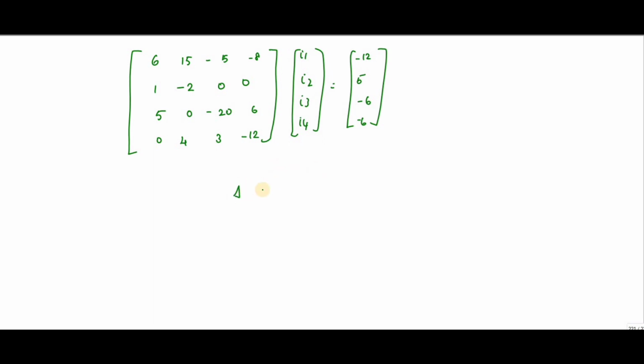If you solve, you have to find the del value. So this is your del: 6, 15, minus 5, minus 8, 1, minus 2, 0, 0, 5, 0, minus 26, 0, 4, 3 and minus 12. This is your del value. You can find it using the calculator. So if I want to find I1, I2, I3 and I4, you can find them out.